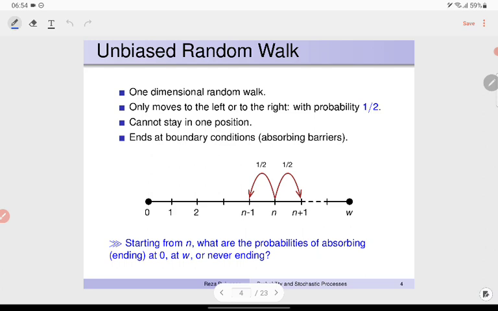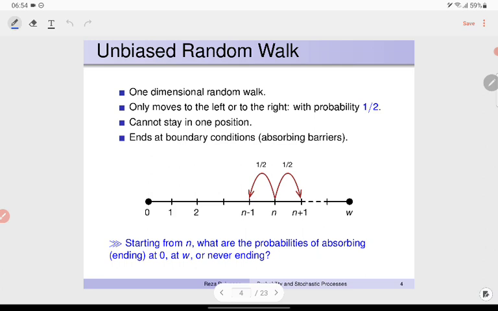We assume for the time being that the object cannot stay in one position in one time step. That means that it is either moving to the left or to the right. It cannot stay in a particular position in every time step. But this is of course quite restrictive, in the sense that we can imagine a random walk in which staying in one position is allowed.